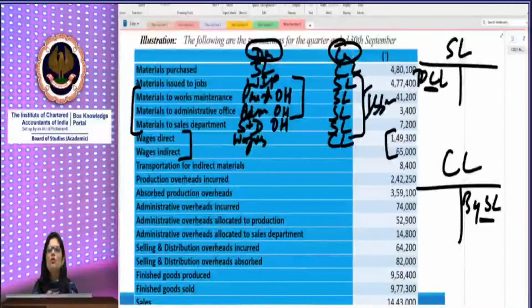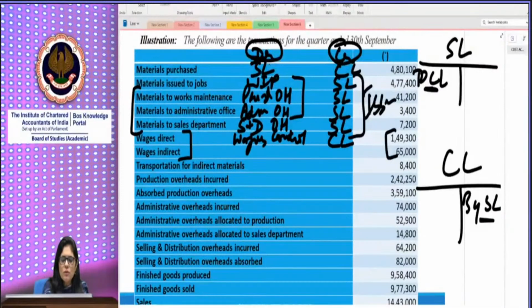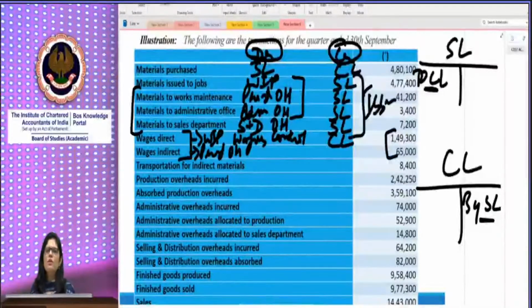Wages control to CL control account. Incur the wages first, then transfer it. Clear? So first wages will be incurred. So wages control account debit to cost ledger control account with the total amount. Then direct wages will go to WIP. So direct will go to WIP, indirect will go to production overhead. All right. Direct wages will go to WIP.